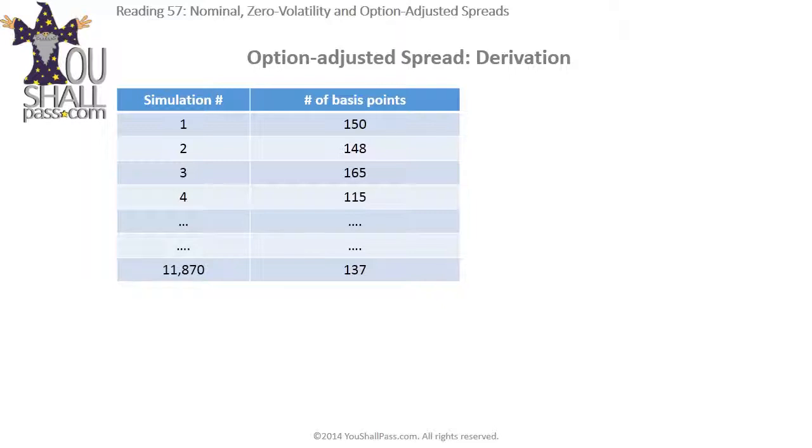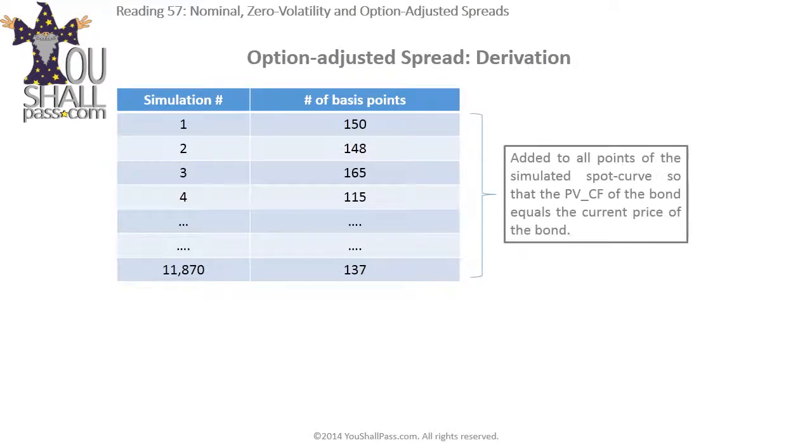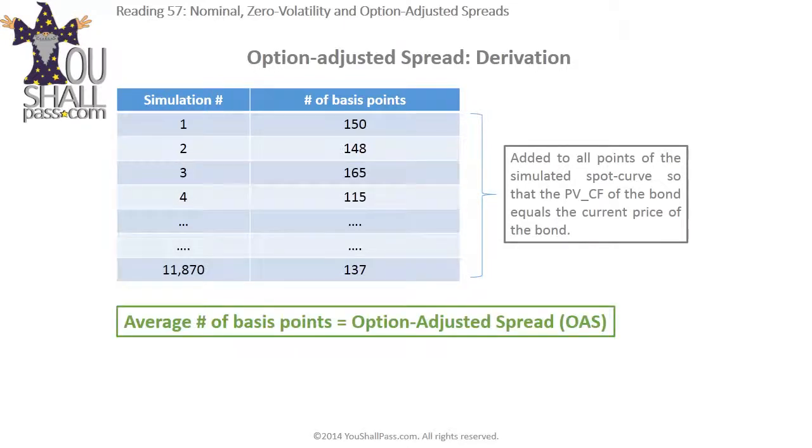So once all that is done, what we then have are thousands of instances of a certain number of basis points of spread that have been added to our thousands of simulated spot curves, including cases where the interest rates have ventured into option exercise territory. We then average out these basis points of spread over all these thousands of scenarios, and that average is known as the option adjusted spread.